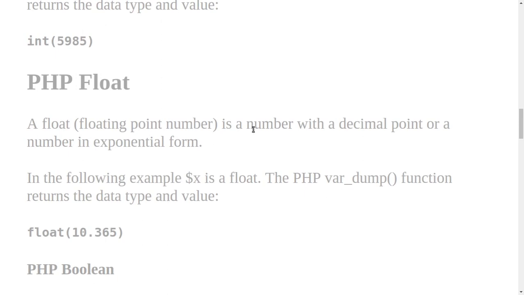PHP float. A floating point number is a number with a decimal point, or a number in exponential form. In the following example, $x is a float. The PHP var_dump function returns the data type and value. float 10.365.